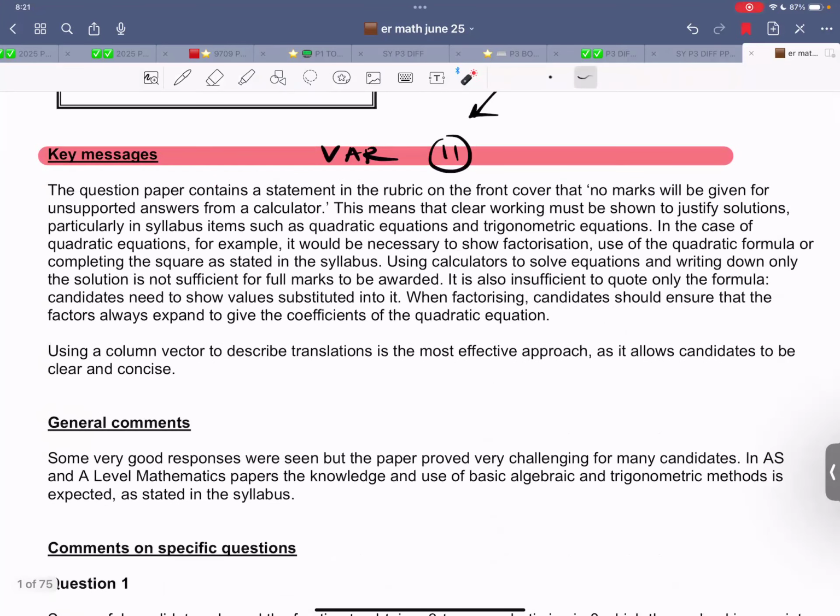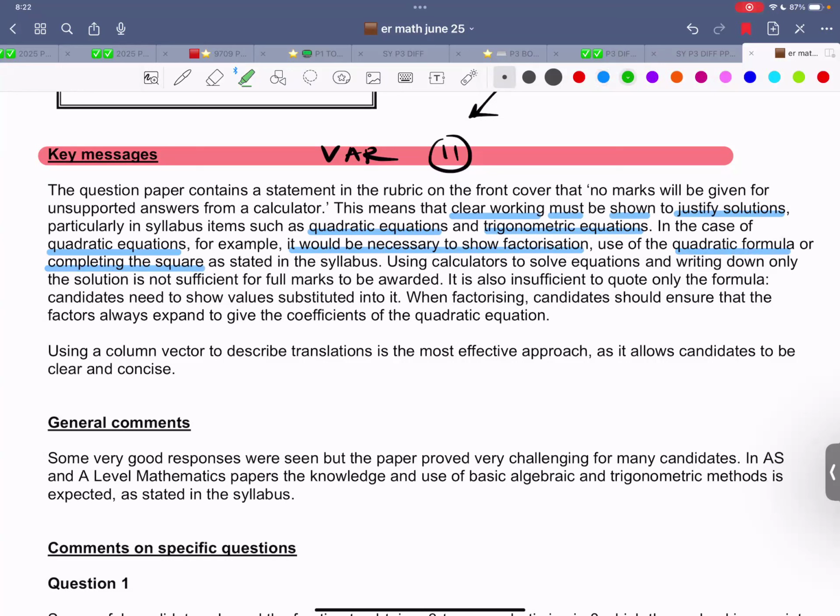It says the question paper contains a statement in the rubric on the front cover: no marks will be given for unsupported answers from a calculator. What does this mean? Let me start highlighting. Now it means the following. Clear working must be shown to justify solutions, particularly in syllabus items such as quadratic and trig equations. In the case of quadratics, it would be necessary to show factorization, use the quadratic formula or completing the square as stated in the syllabus.